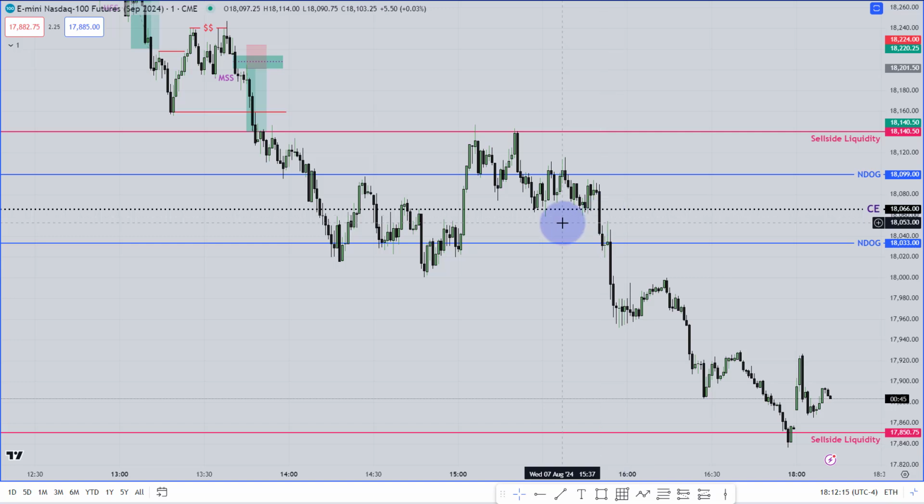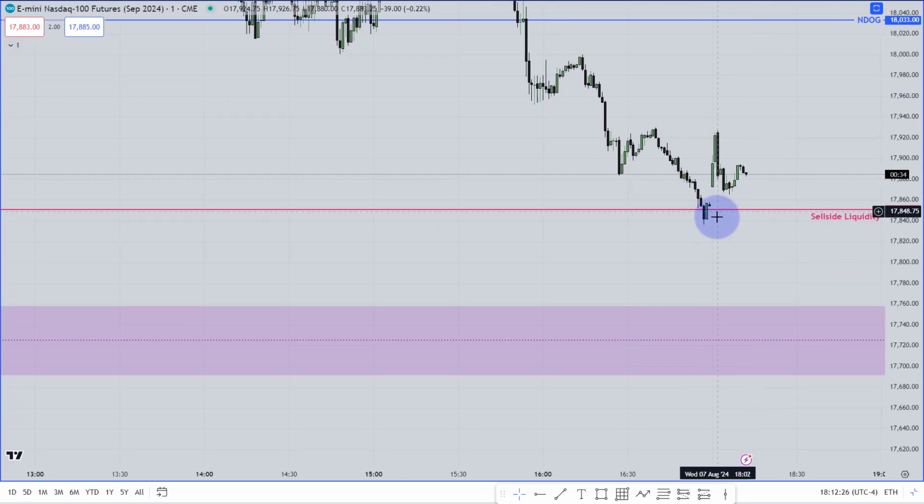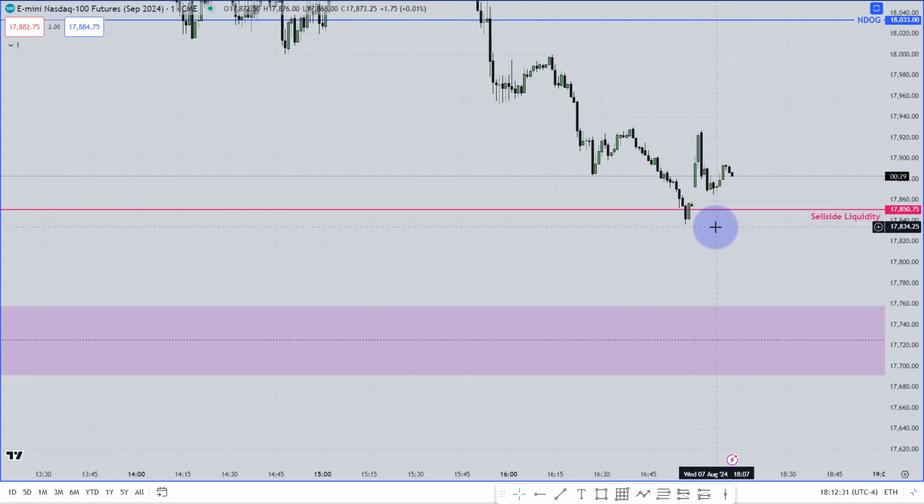No entry is valid after 3:45. So over there, no entry is valid. So I am not going to explain any other price action, whatever happened over here. And finally, you can see it has taken that sell side liquidity, whatever it has done over there. I'm not going to explain all of them.